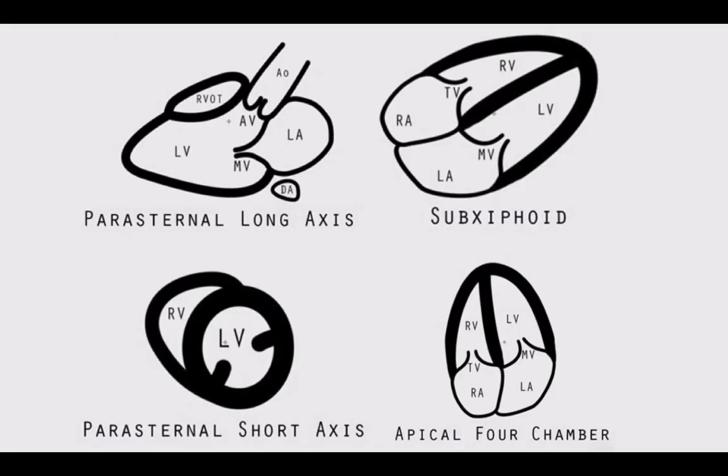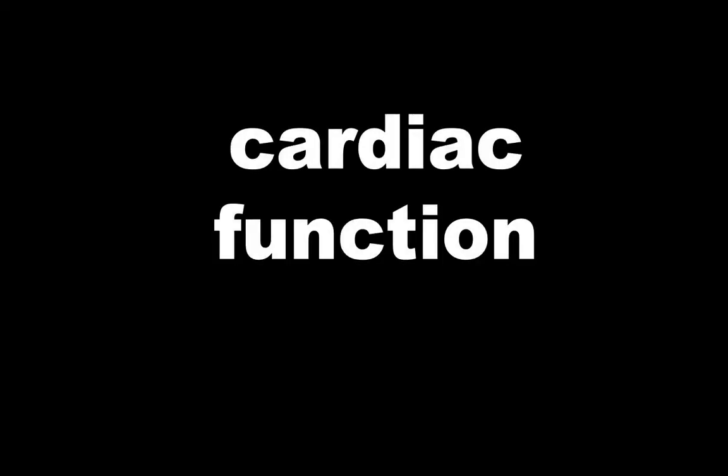So those are the 4 basic views of the echocardiogram. We covered the parasternal long, the parasternal short, the subxiphoid, and the apical 4-chamber view. We'll change gears now and talk about cardiac function.